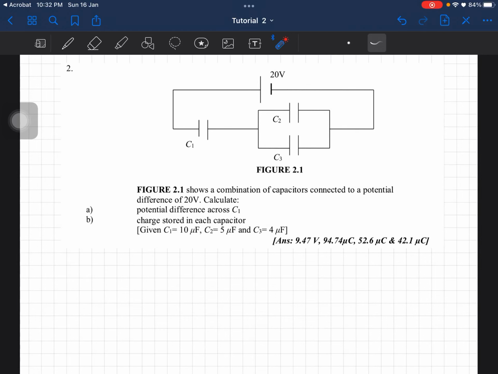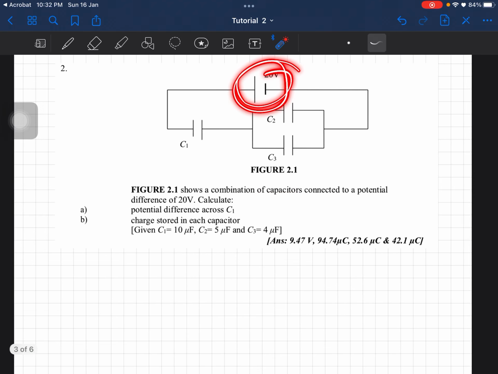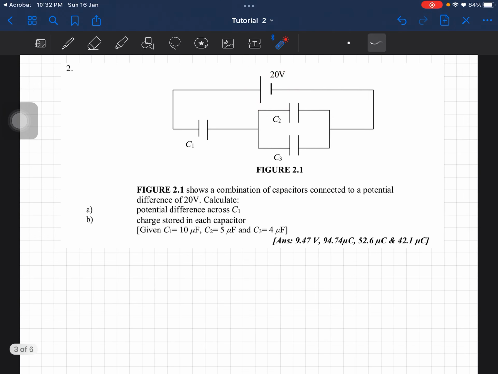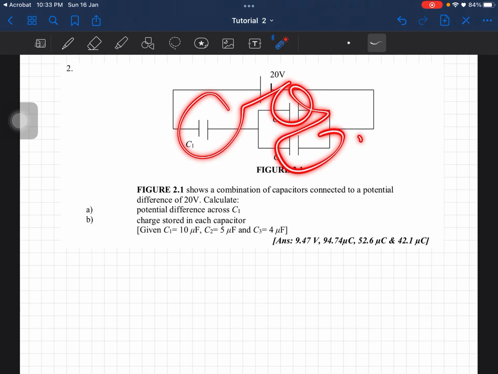Question 2. So this figure shows a combination of capacitors connected to a potential difference of 20 volts. Okay, so we have to calculate the potential difference across C1 and the charge stored in each of these capacitors.